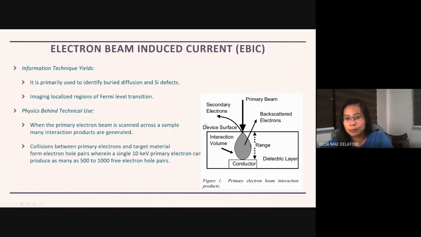The primary beam is dropped onto the device surface. It then creates secondary electrons and backscattered electrons. Also, collisions between primary electrons and target material form electron-hole pairs, wherein a single 10 keV primary electron can produce as many as 500 to 1,000 electron-hole pairs.